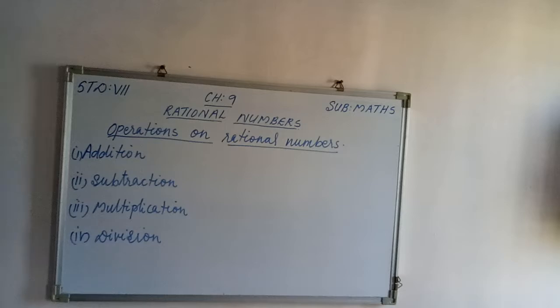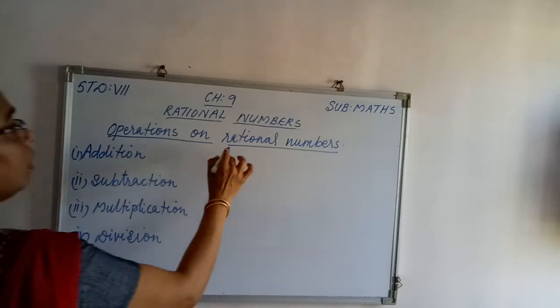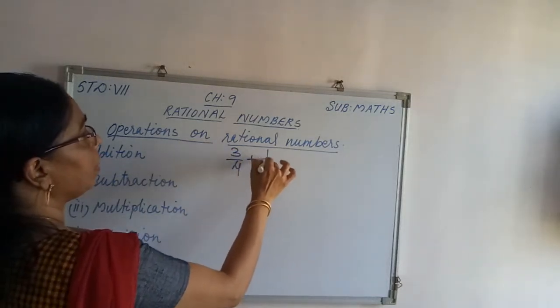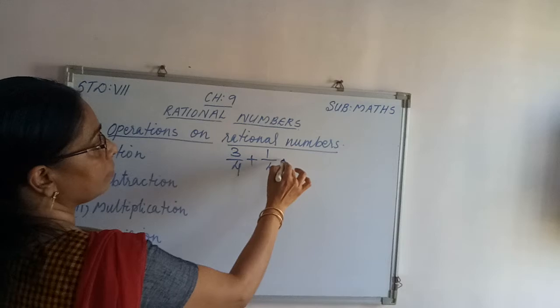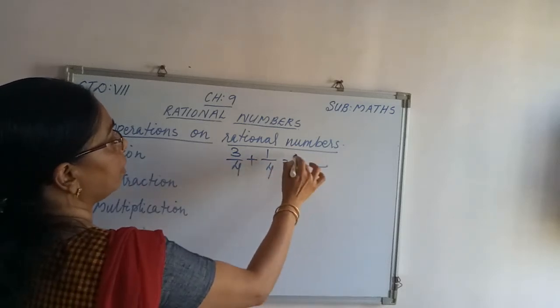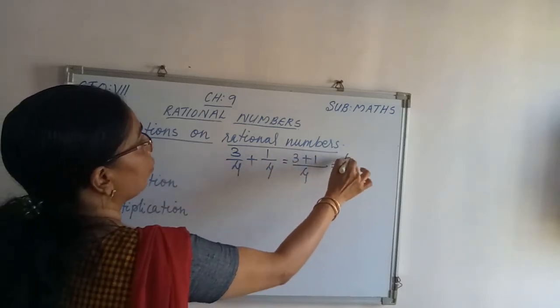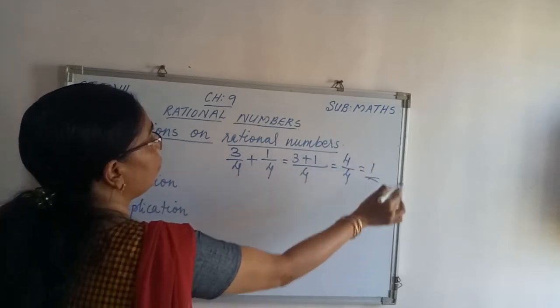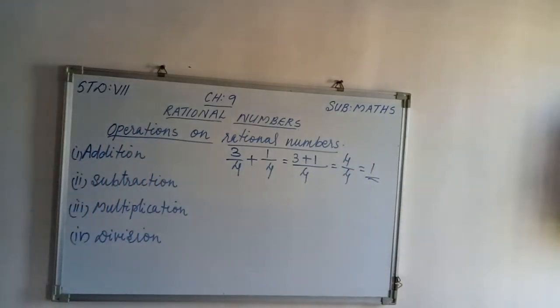Two rational numbers with the same denominator can be added by adding their numerators, keeping the denominators same. That means if denominators are same, the rational numbers can be added by adding their numerators. For example, 3/4 can be added with 1/4. That is, 4 is the common denominator, then we can add the numerators. That is 4/4, and 4/4 is equal to 1. So if the denominators are the same, the rational numbers can be added by adding their numerators.